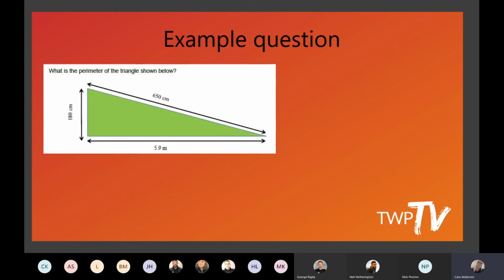So here is an example question to help you out. Again, the most obvious thing that stands out is what? Can anyone tell me?